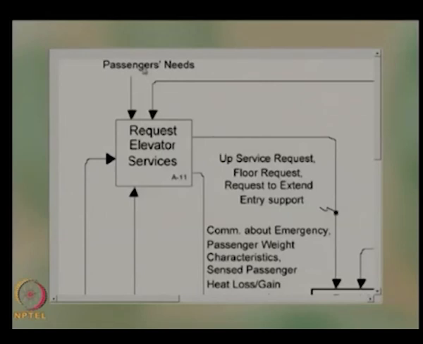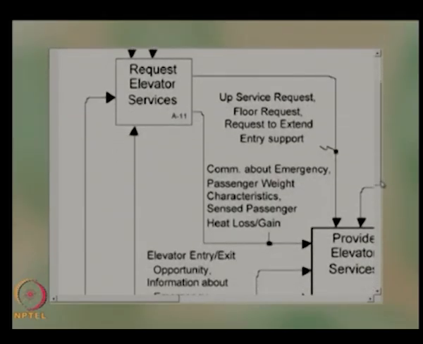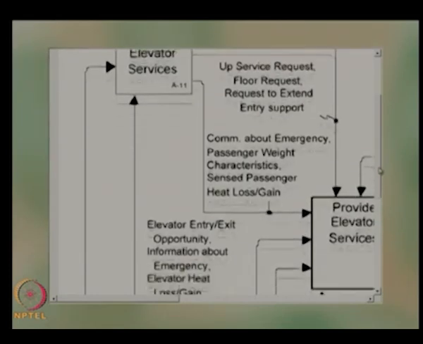Okay, this gives a more clear view of what we saw in the previous one. So these are the passengers' needs, the request elevator services. So the up service, floor request, request to extend entry support, all are given from here to the elevator system. So this elevator service request is given to the elevator services. Similarly, communication about emergency, passenger weight characteristics, sensor passenger heat loss gain, etc. are given here because of the temperature control. If it is there, then this passenger heat loss gain also becomes important. So that information is also given to the elevator.